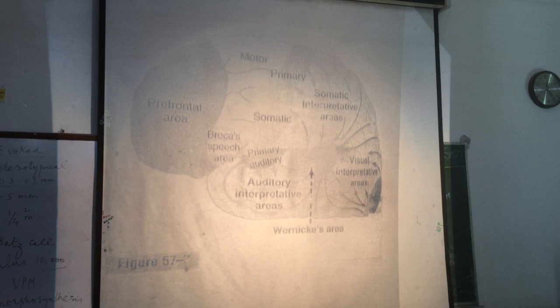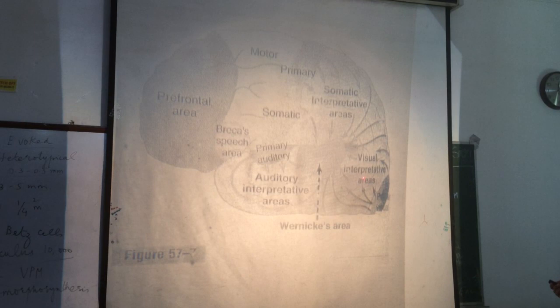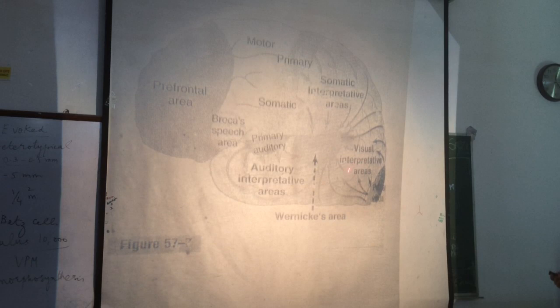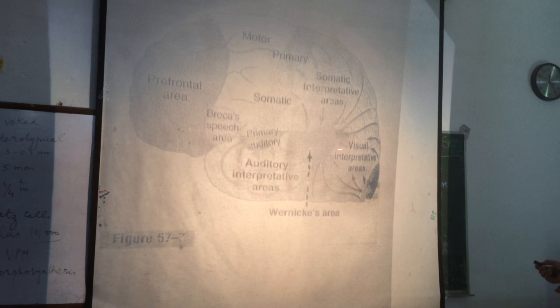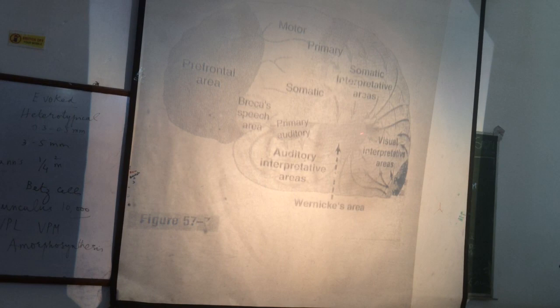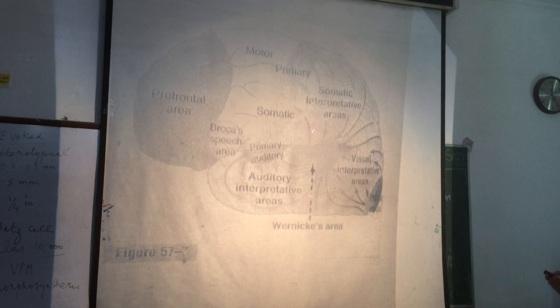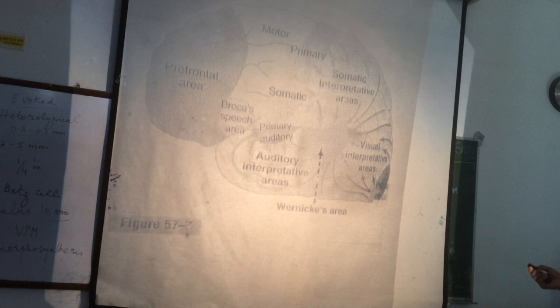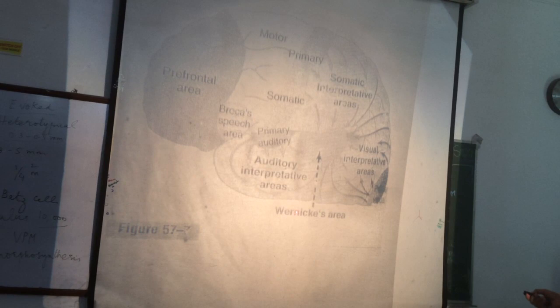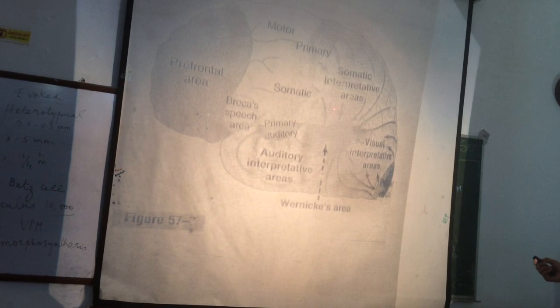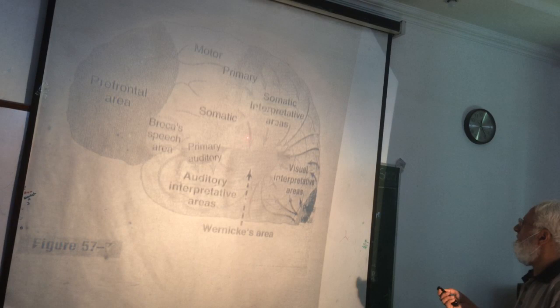Next sensory areas include the primary visual area, Brodmann area 17. Then the secondary visual area, Brodmann area 18. Then the angular gyrus, concerned with the interpretation of the visual information. The angular gyrus is between Wernicke's area and area 18, the secondary visual area.